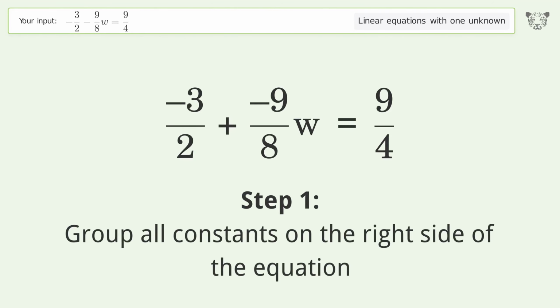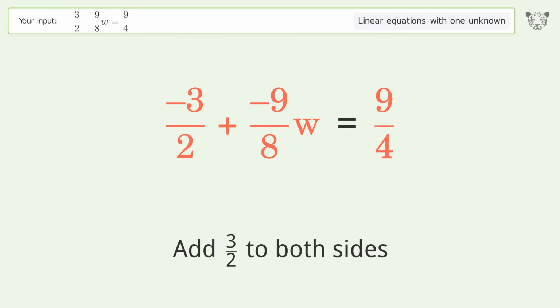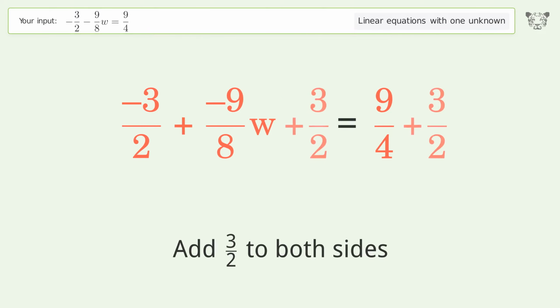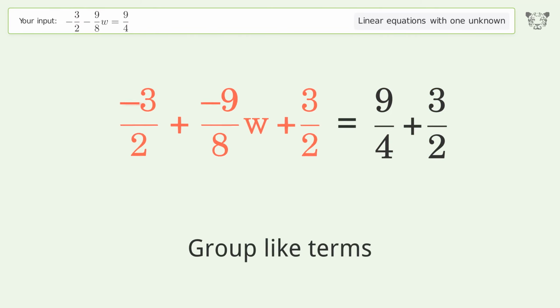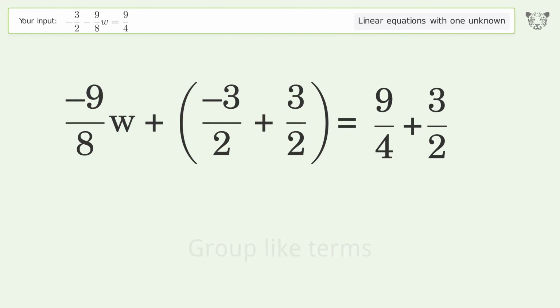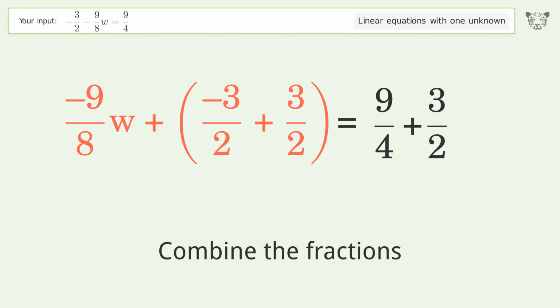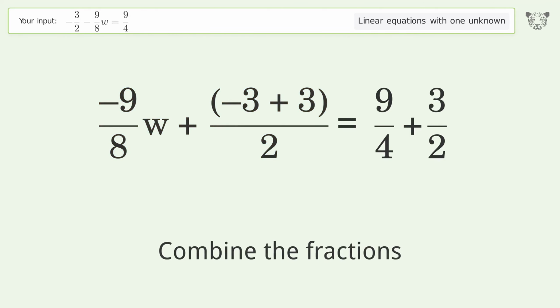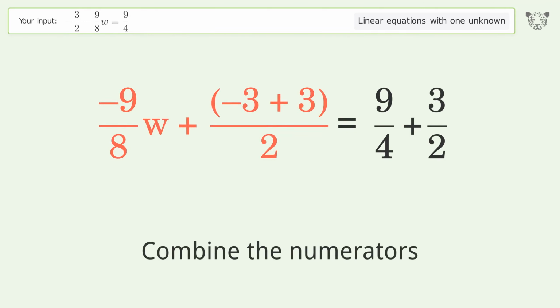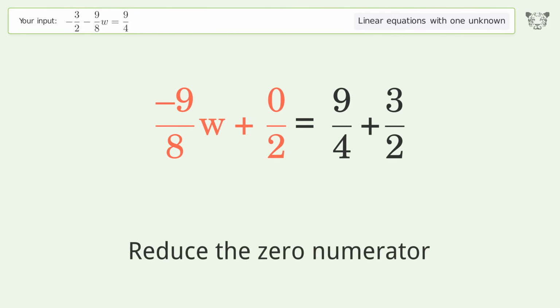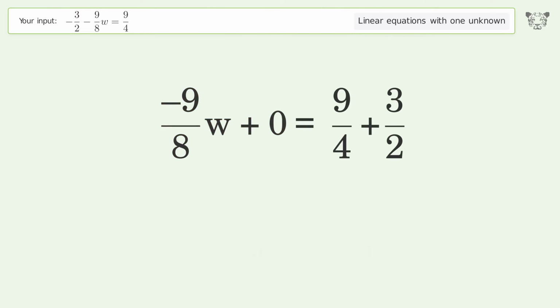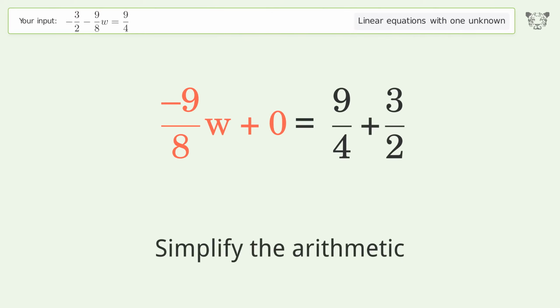Group all constants on the right side of the equation. Add 3/2 to both sides. Group like terms. Combine the fractions. Combine the numerators. Reduce the zero numerator. Simplify the arithmetic.